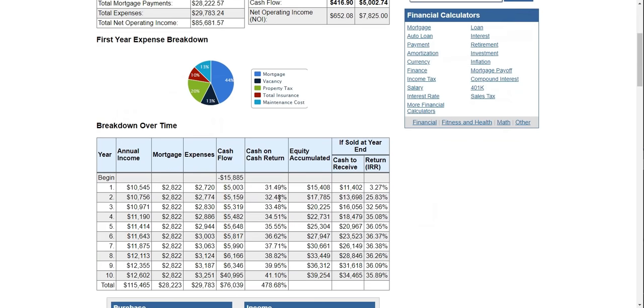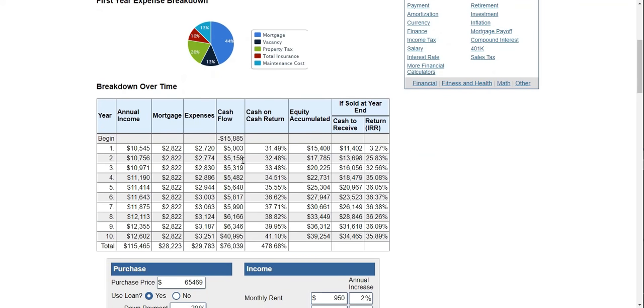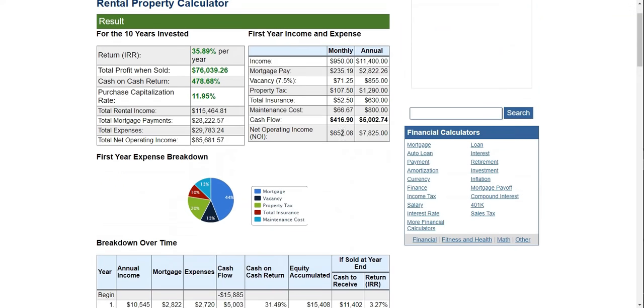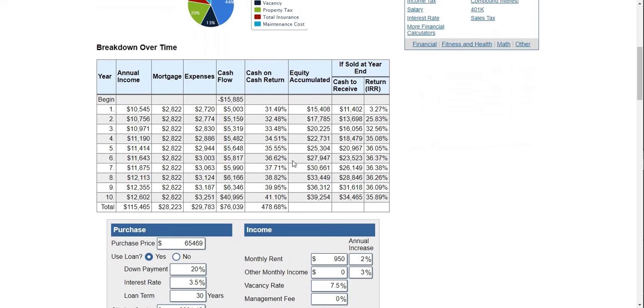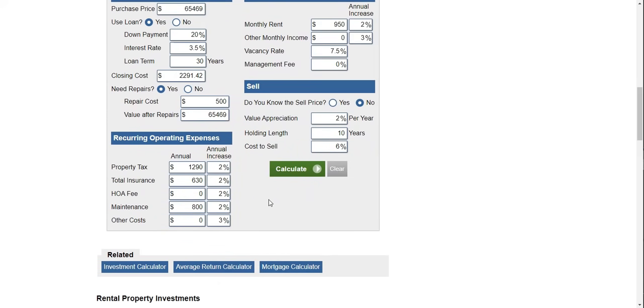And one other thing I wanted to point out on this page is, if you did something even more productive with your cash flow, like this annual cash flow and monthly cash flow, you took half of this monthly cash flow, for instance, and invested it in a Roth IRA, then your long-term profits and your long-term rate of return on this investment would be even greater.